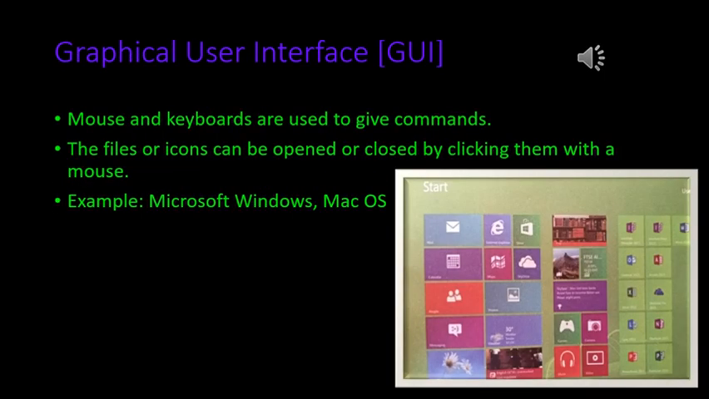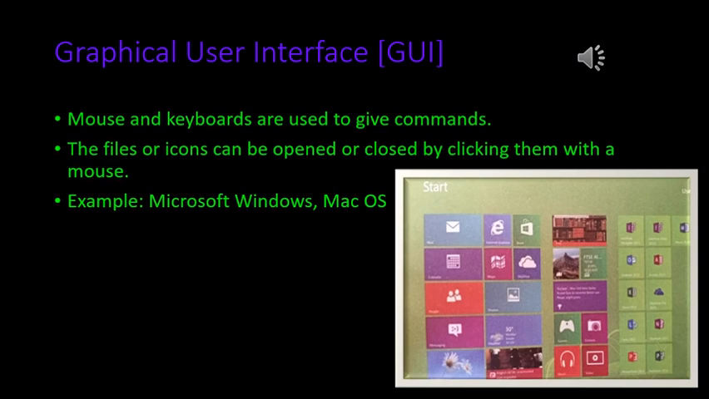The second one is Graphical User Interface (GUI). In a GUI operating system, you use a mouse and keyboard to give commands. There are icons, buttons, windows, and menus on the screen. All these replace the commands that you needed to type in a CUI. You do not need to remember the commands.